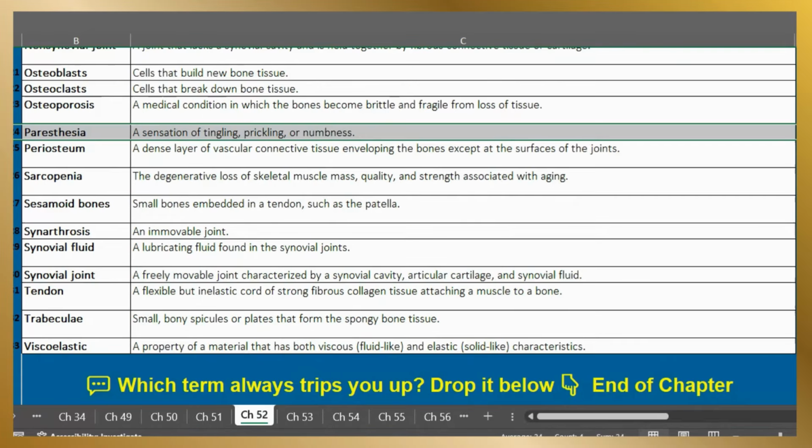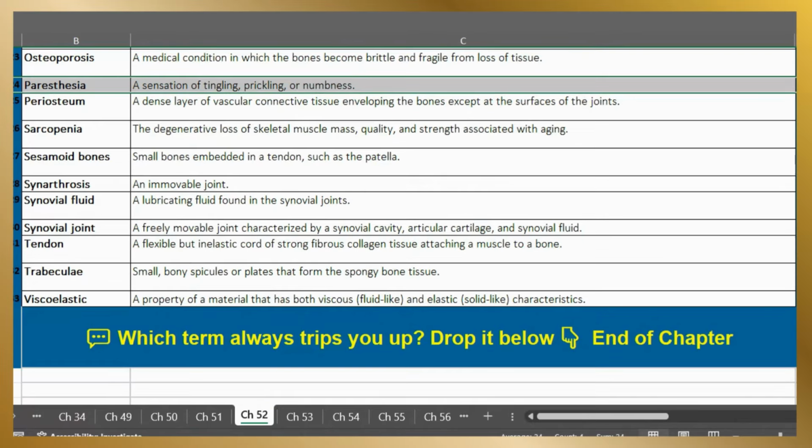Periosteum. It's a dense layer of vascular connective tissue enveloping the bones except at the surface of the joint. So it's a membrane covering the outer bone surface. Peri is around, osteum is the bone.